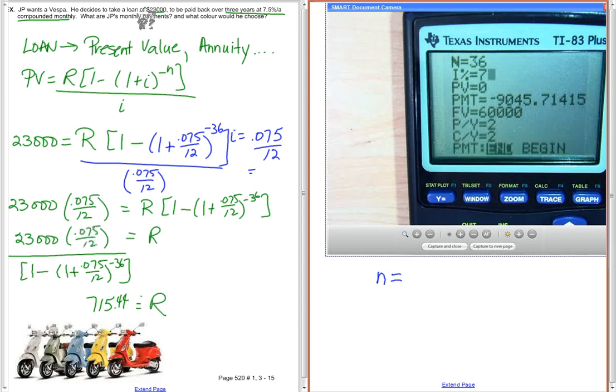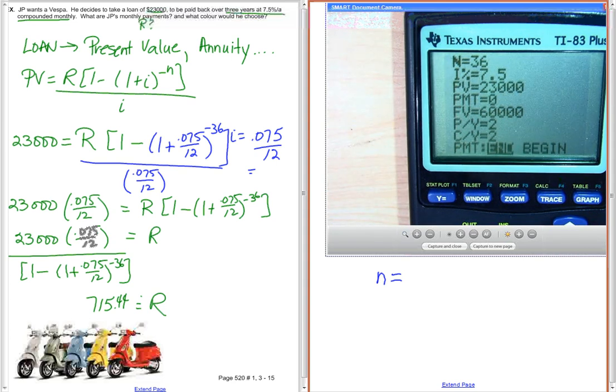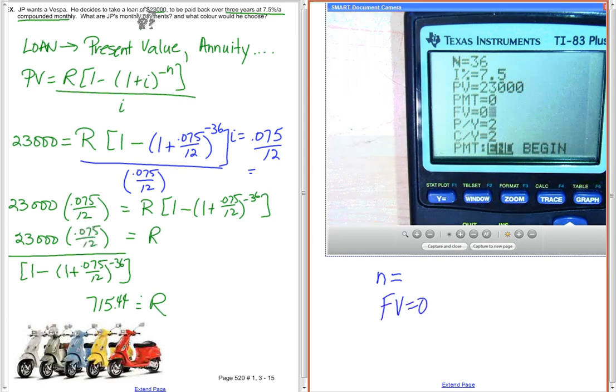My rate is 7.5%, and that I type in as usual, exactly as I see it. The present value is the loan that he wants. It's $23,000, which they're going to hand to him to allow him to have the Vespa. The payment is what I want to figure out in a little bit. Future value, I want to pay that loan off. So I'm going to make my future value 0. So this one is the 36. I need to tell the calculator that. There we are. Payments per year and compound per year match, at least at this point. We are doing it monthly, so both of those are 12s.